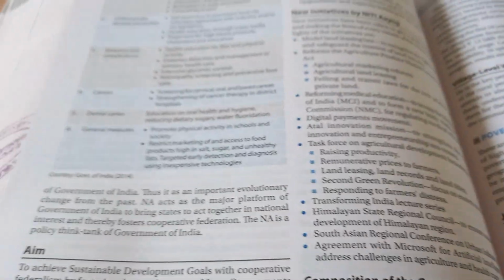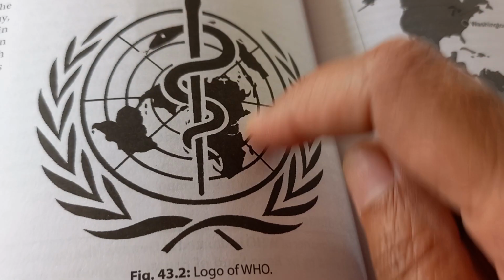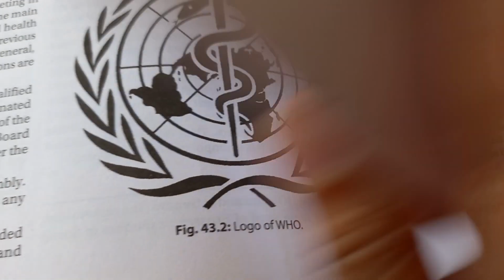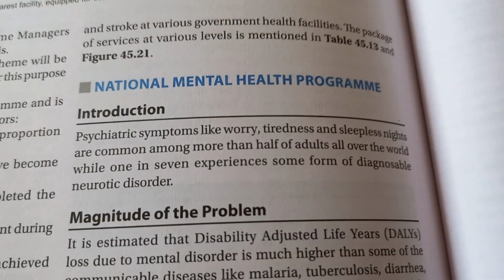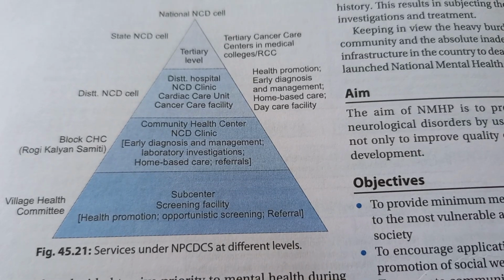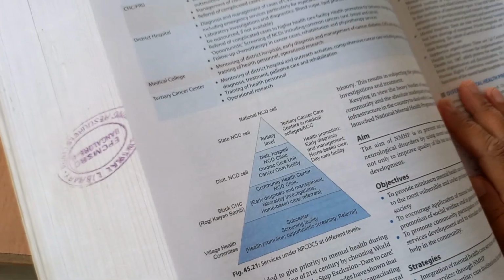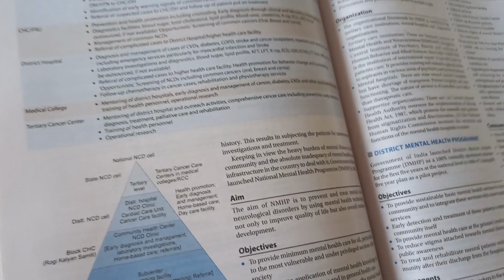Let's do one thing. We'll look at some national level programs also. What is this logo? WHO. Oh, WHO has a snake. World Health Organization. You have the National Mental Health Program. What do you see here? Mental health. How are they addressing this? In NCD they are addressing, is it?